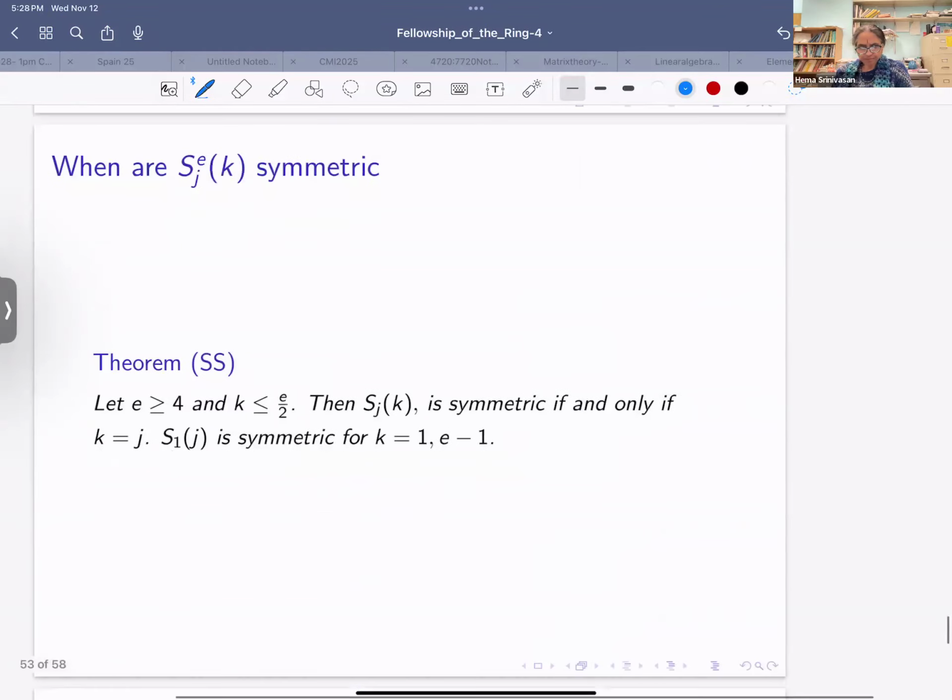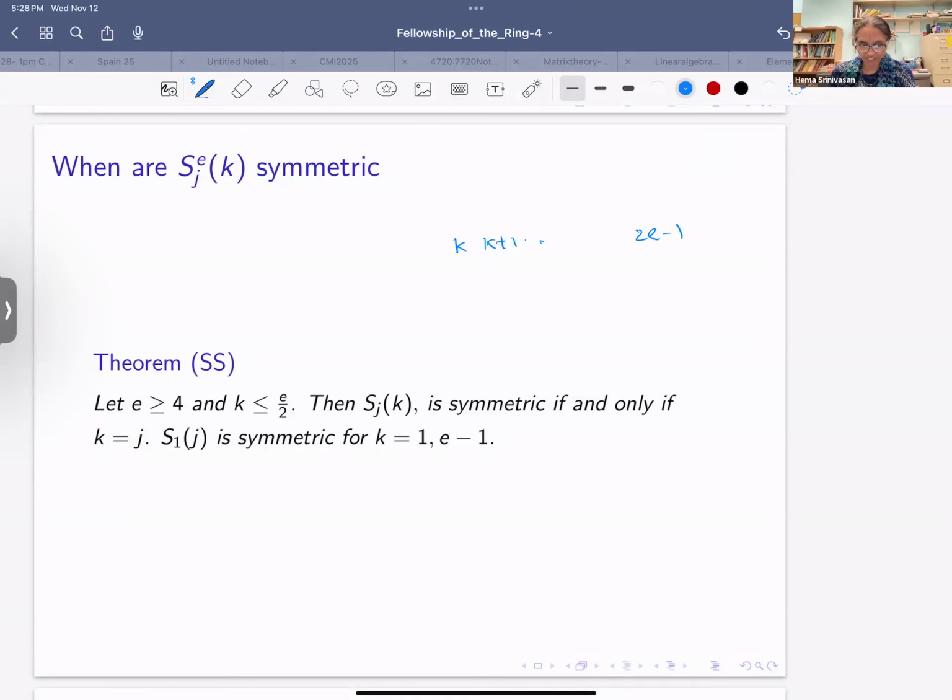So here's a theorem, which I will show. If E is at least 4 and K is less than or equal to E by 2, this is symmetric if and only if K is J. The reason I say K less than or equal to E by 2 is that if I started from K and then have to keep on removing K plus 1, if K is bigger than E plus 2, I can't. There is not enough, because I can only go up to 2E minus 1. I want this to be available. That's the reason K is less than or equal to E by 2. This whole thing won't make sense otherwise anyway.